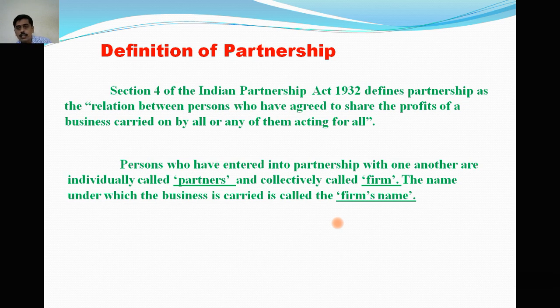Persons who have entered into partnership with one another are individually called partners. They are individually called partners and collectively called firm. And the name under which the business is carried is called firm name. I hope you got the point. It is a relation between persons who have agreed to share the profits of a business carried on by all or any of them acting for all.